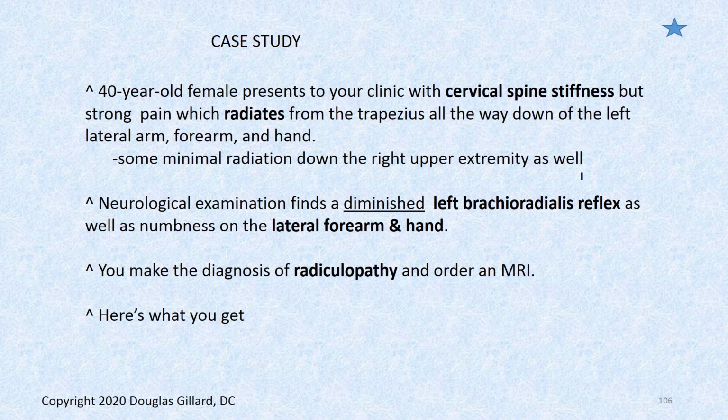A 40-year-old female comes into the clinic, some stiffness in the cervical spine, but her main complaint is a radiating pain from her trap down her arm, the outside of her arm, the outside of her forearm, into her left hand. She has a little bit of radiation. This is a true case. Has a little bit of radiation down the right upper extremity as well, which isn't as bad. Neurological exam was done. She had an absent left brachioradialis reflex. What root level is that?